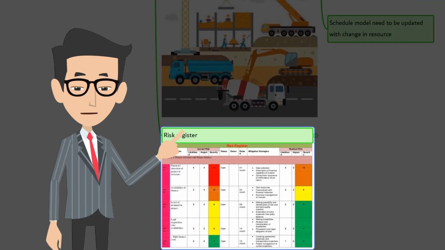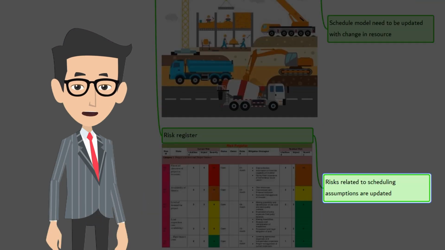The final one is risk register. The perceived opportunities or threats through the scheduling assumptions are updated in the risk register. All right, that wraps up the ITTOs of develop schedule. Let's move to the next process.